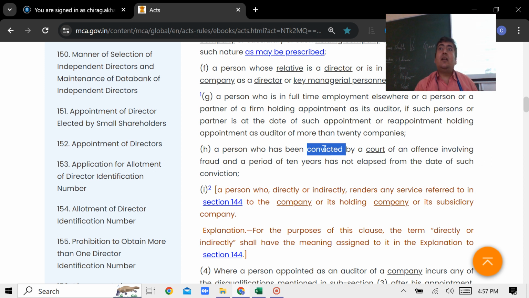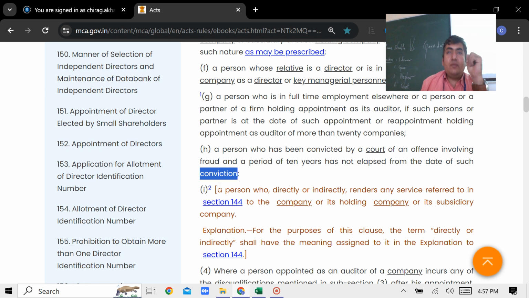But यहाँ पे क्या लिखा है? नहीं, 10 years should be counted from the date of what? Conviction. So I am saying if 15 years is the imprisonment, as soon as the 10 years gets over, भाई आप साइन कर सकते हो और सर्टिफिकेट्स पे.